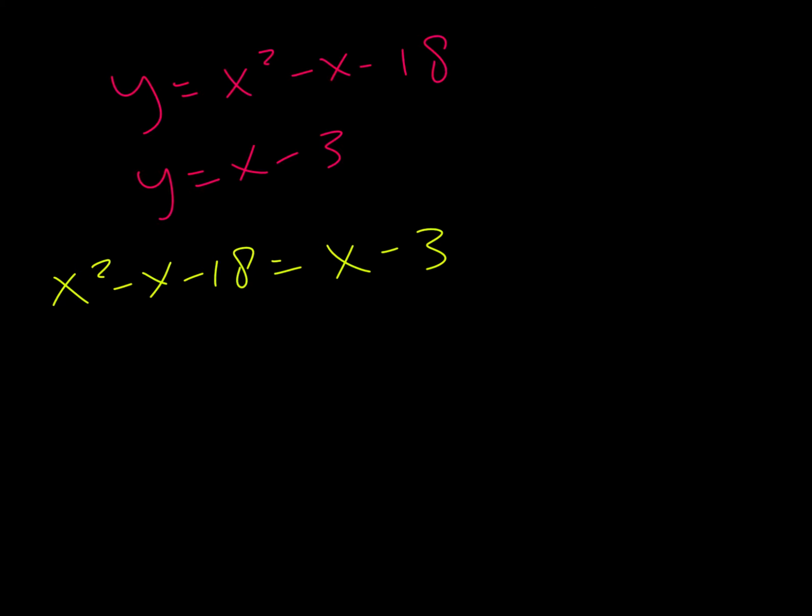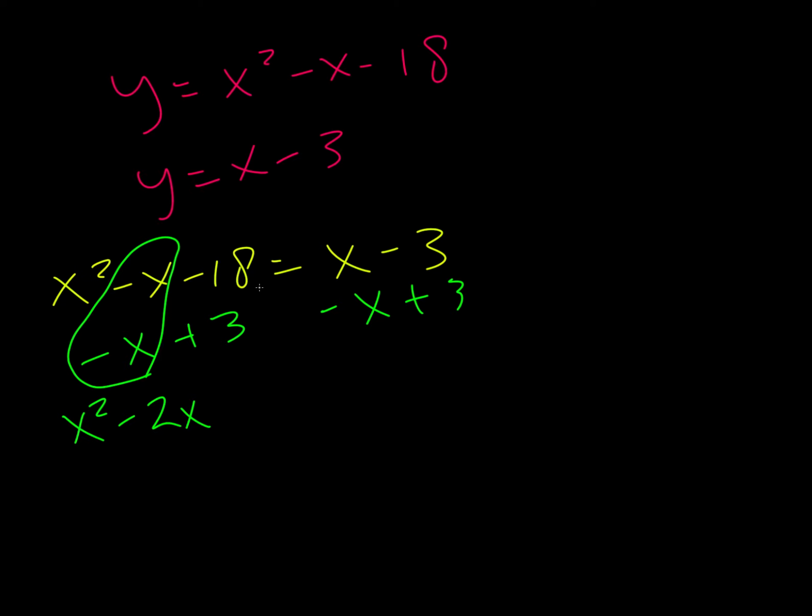Now, we want to get everything onto one side because it's quadratic. And so subtract x, add 3, subtract x, add 3. So we get x squared minus 2x, because these would combine. And then these would make -15, and this side is now 0. So feel free to solve this any way you can without graphing. They actually don't want you to graph on this part.